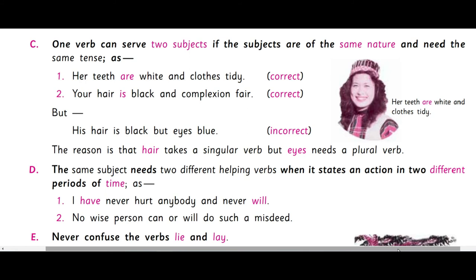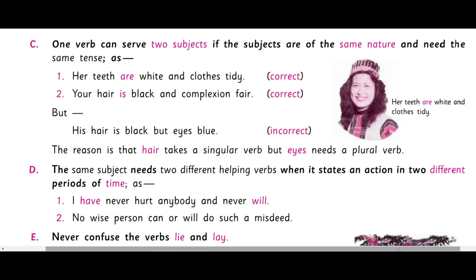Yes. Your hair is black and complexion fair. Okay. We need not repeat it again there. His hair is black, but eyes are blue, because the subject is changed. So we cannot use that same formula here. We have to use a plural verb there.